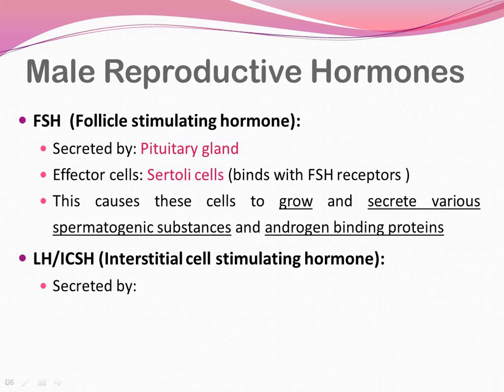Okay, and that's why we say that before puberty, you don't have the process of spermatogenesis. You don't have development of primary and secondary sexual characteristics. Why? Because the anterior pituitary gland is not releasing FSH, is not releasing ICSH. Without FSH, Sertoli cells cannot function, right? Without ICSH, Leydig cells cannot function.